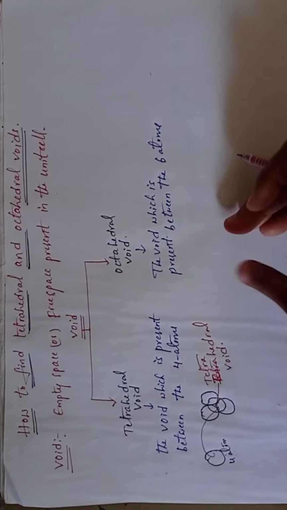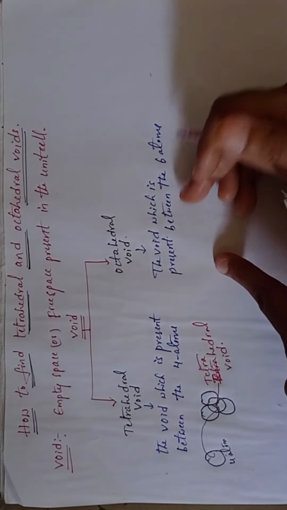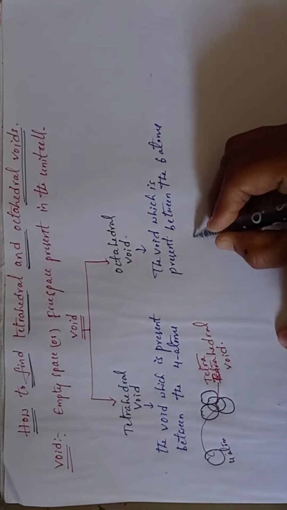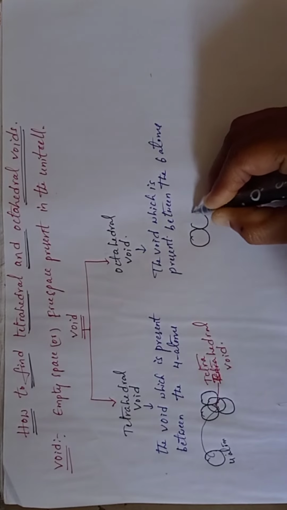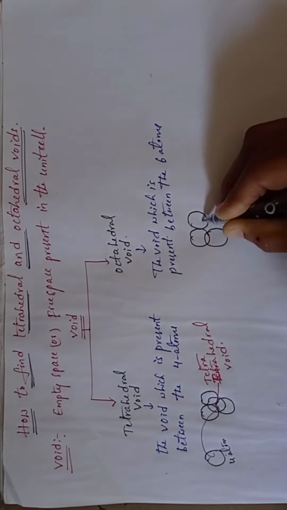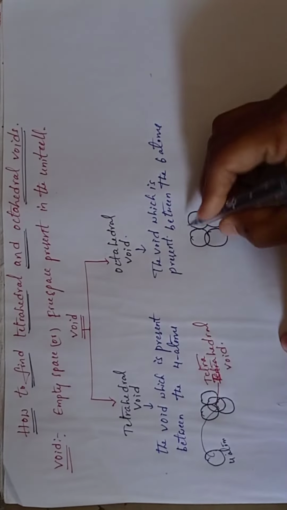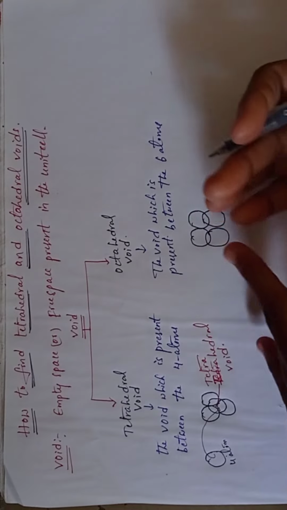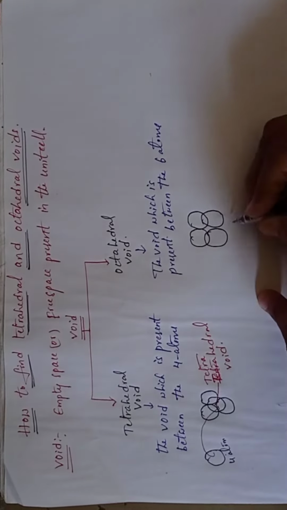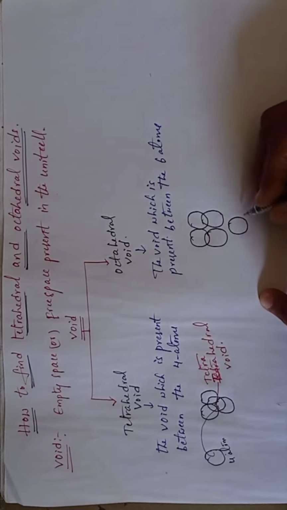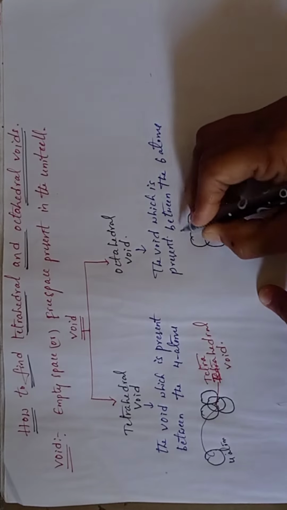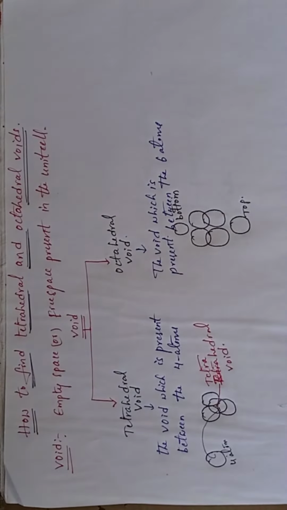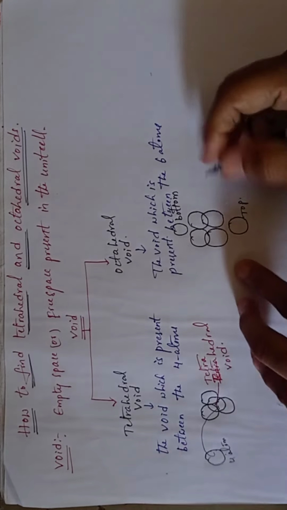Okay, now coming to the octahedral void, the void which is present between the six atoms. Now see, six atoms, this is four atoms. Now the fifth atom is present at the top of the four spheres, and the sixth atom is present at the bottom of the four spheres, students. That means this is the fifth atom, it is present at the top. And the sixth atom is present at the bottom of the four spheres. That means how to take this diagram, students?